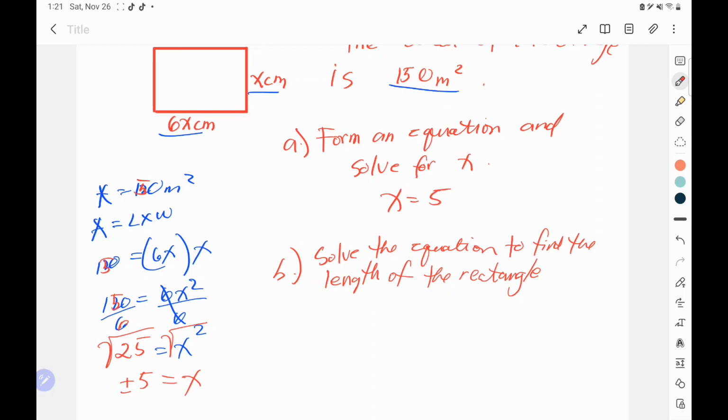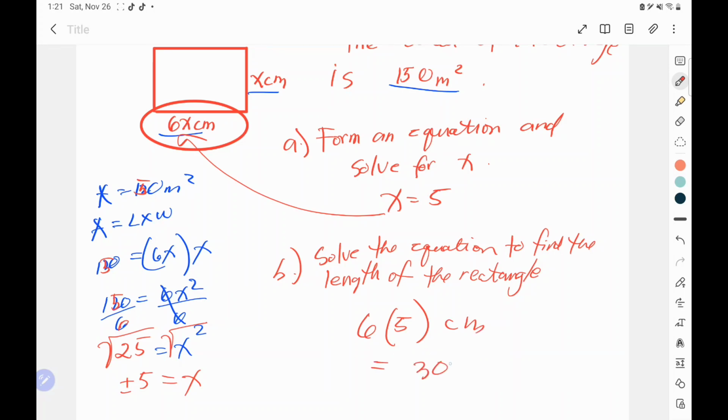Next it says, solve the equation to find the length of the rectangle. Since this is our length, all we have to do is substitute 5 there. So we have 6 times 5 centimeters, which is equal to 30 centimeters. That's the length of your rectangle.